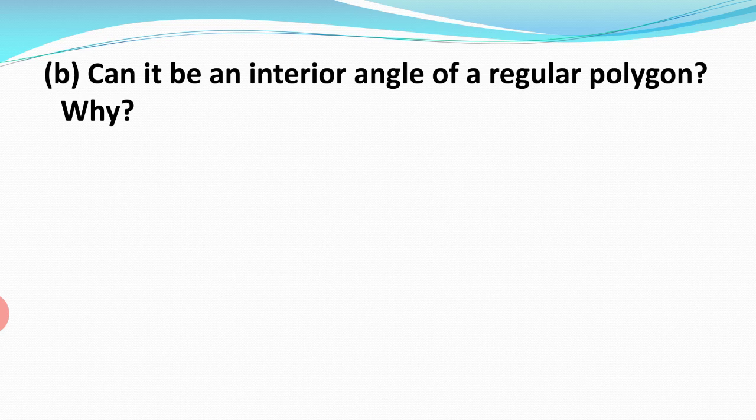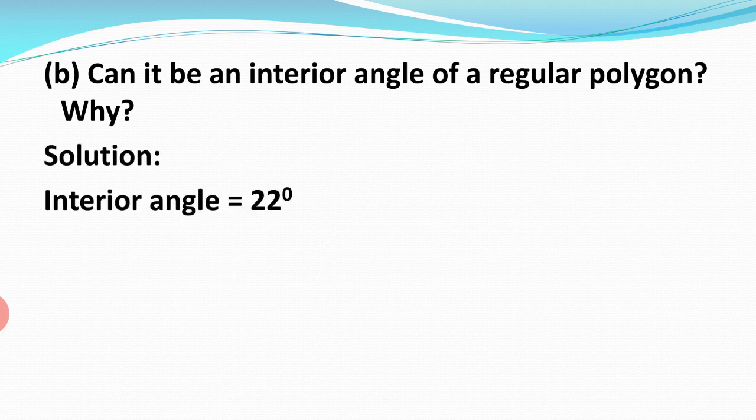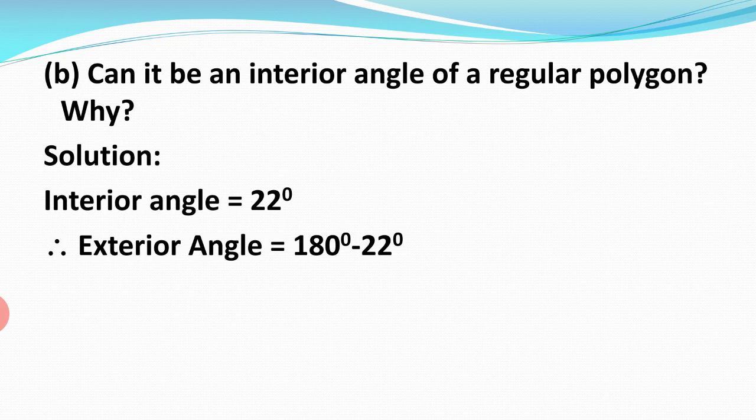Now B part is, can it be an interior angle of a regular polygon? Means now 22 degree, can it be an interior angle of a regular polygon? So if it is interior angle, what will be exterior angle? Exterior angle will be 180 degree minus 22 degree, so you will get 158 degree.